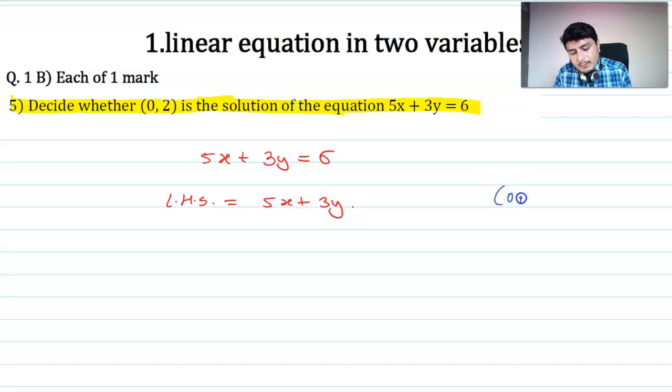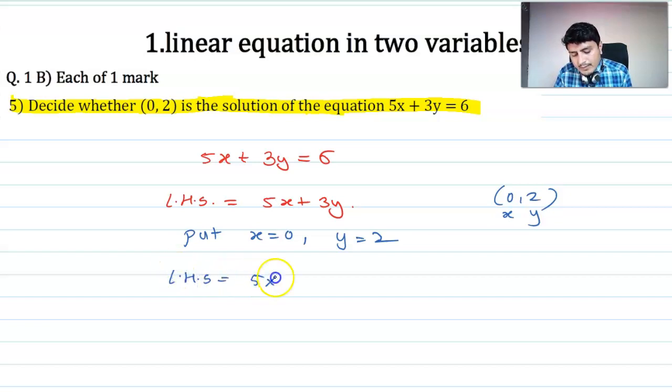We are given the point 0 comma 2, which means the value of x is 0 and y is 2. So let's replace the value of x by 0 and the value of y by 2 in the LHS of the given linear equation in two variables. So now the LHS is of the form 5 into 0 plus 3 into 2.